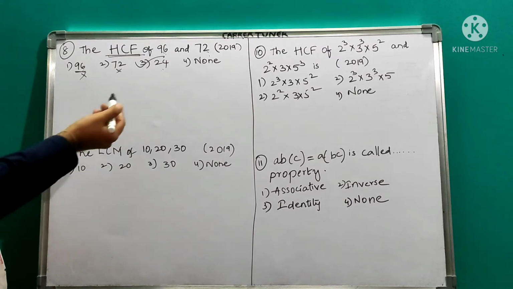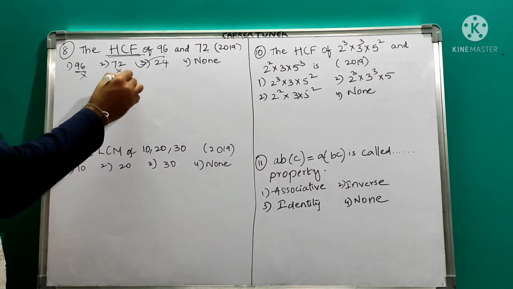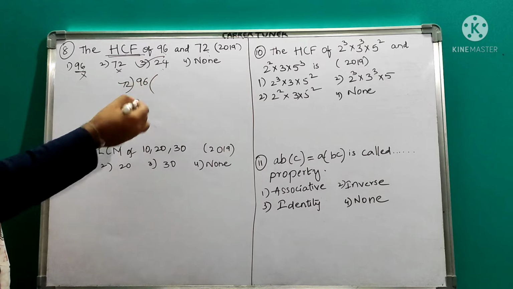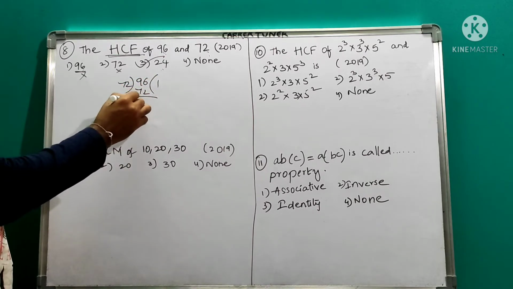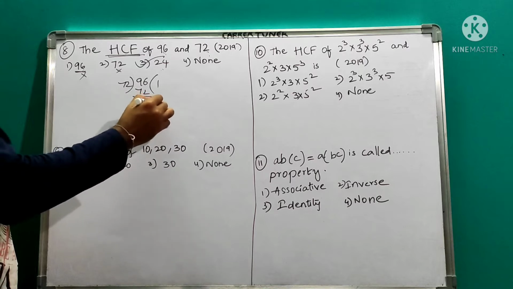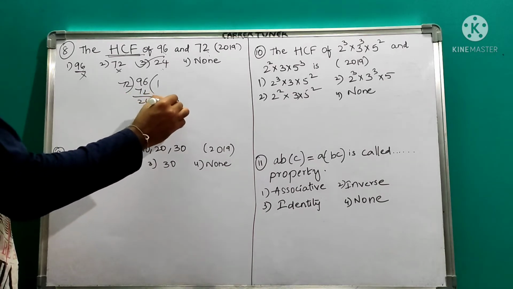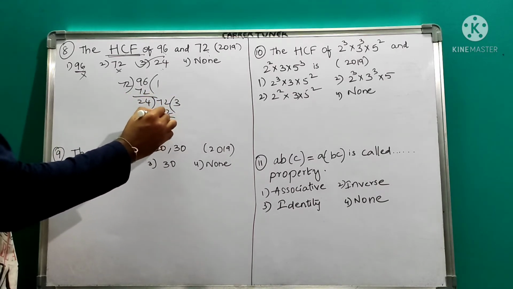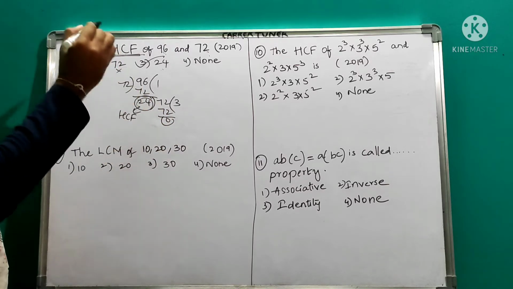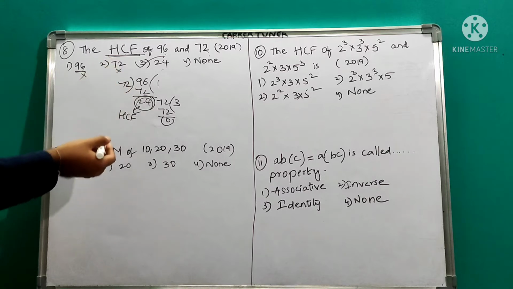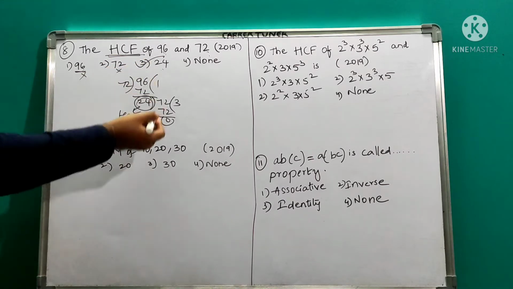Let us check it out with another method. So 96 divided by 72. You all are familiar with this method. 72 ones are 72. So how much is left over? 24. 24 when divided into 72, 24 threes are 72. So it is becoming 0. So this one will become the HCF. So both the methods will give you the same answer. Directly you can go for the options or you can solve.